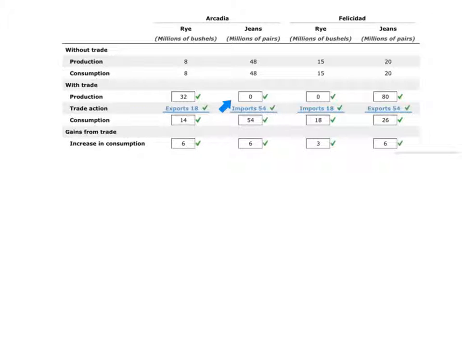They get an increase in consumption of 6. They're not producing any jeans at all, but they traded their 18 million bushels of rye for 54 million pairs of jeans. And that means that they get an increase in consumption of 6 because before they got 48. Now they have 54. So you can see an increase in consumption in both rye and jeans for Arcadia. Same exact analysis for Felicidad. And same thing, they end up with 3 million bushels of rye more than they had in the first place, and they end up with 6 million pairs of jeans more than they had in the first place.